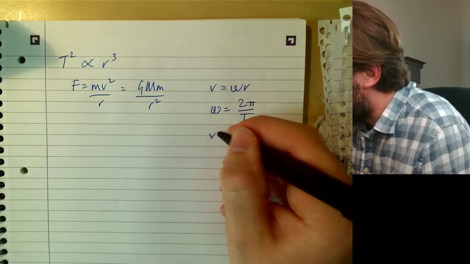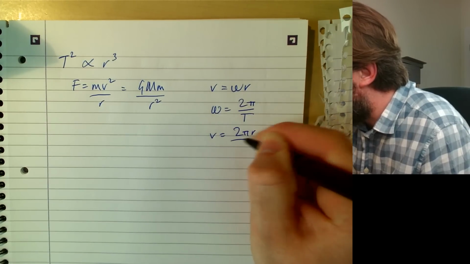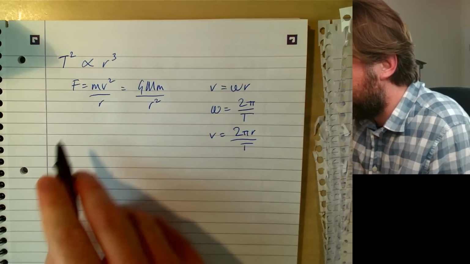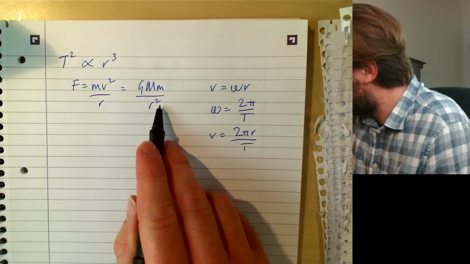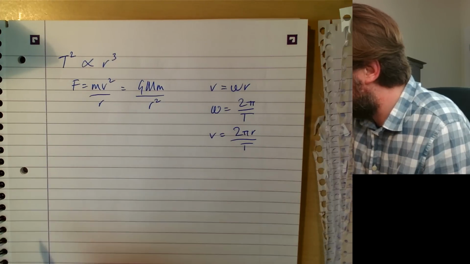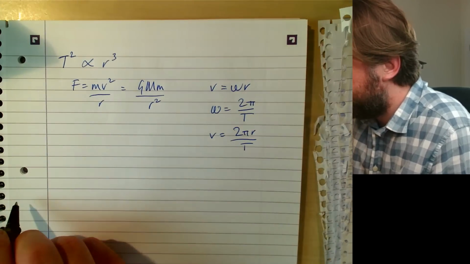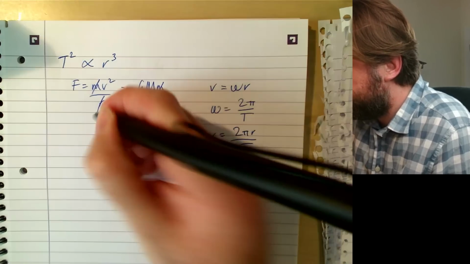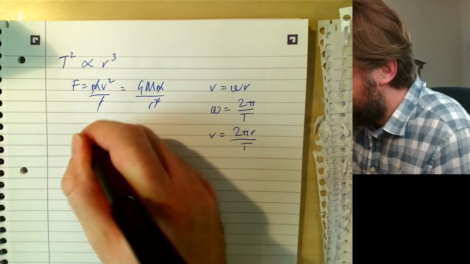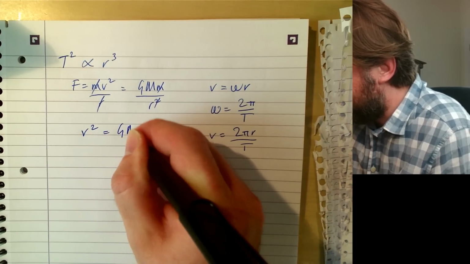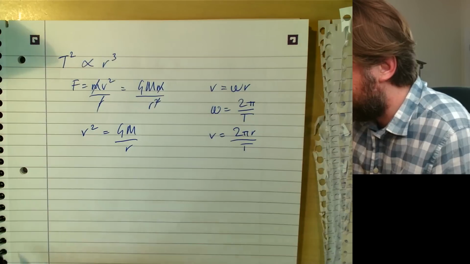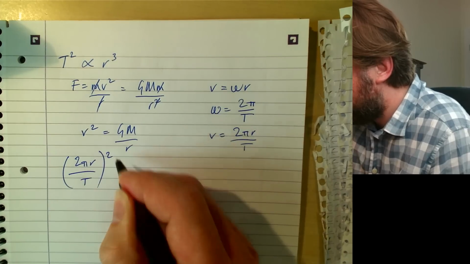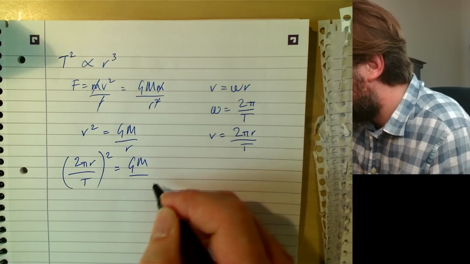So sub that in instead of there. So v is 2 pi r over t. Very useful expression to remember. And then I'm just going to sub that in there and tidy up my r's a little bit. I can also at this point cancel my m's, can't I? v squared equals GM over r, put this expression in there, 2 pi r over t, all that squared, equals GM over r.